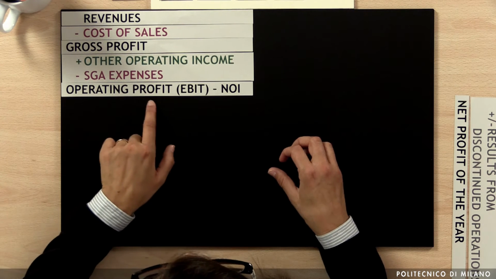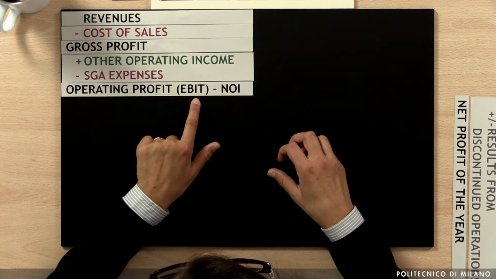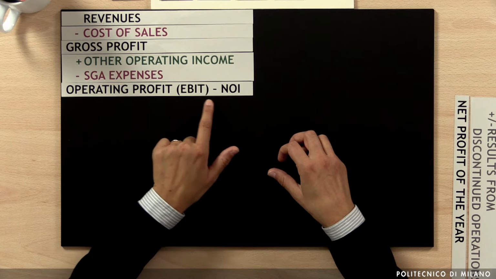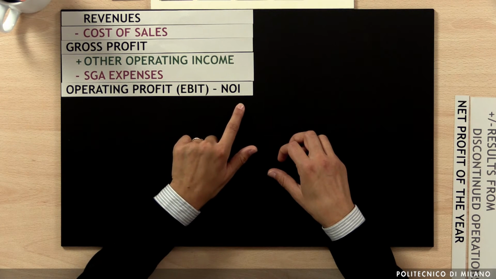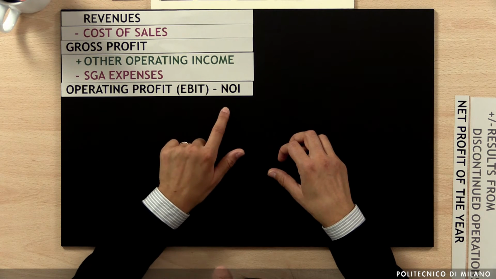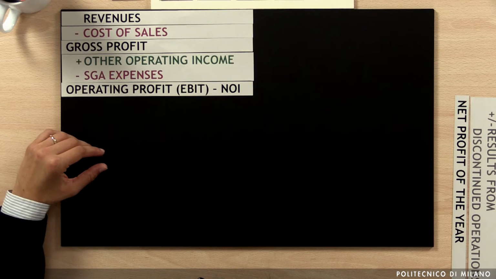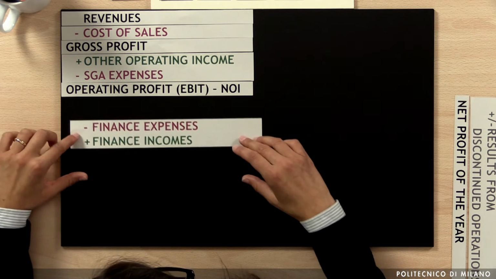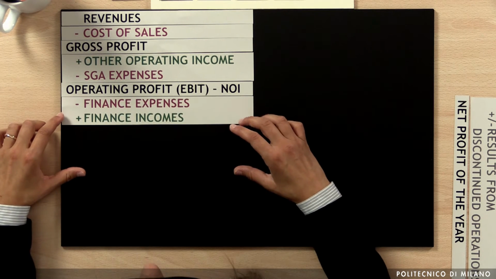The operating profit is also known as earnings before interest and taxes, but is also defined as net operating income. So all of these three terms can be interchangeable in order to define the operating profit. This is the profit which results from the operating activity of the company of selling products and purchasing resources for realizing these products. Then we need to consider the difference between financial expenses and incomes.